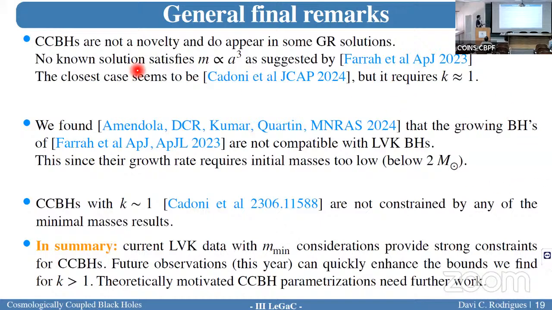In summary, according to what we found, this analysis provides strong constraints for cosmologically coupled black holes. If you use the gravitational wave data from LIGO, Virgo, and KAGRA, these are strong constraints. Future observations, this year actually, can quickly enhance the bounds we find for K greater than 1. Theoretically motivated CCBH parameterizations need further work. This is one thing that we are trying to understand better, these solutions. Okay, so I stop here. Thank you.